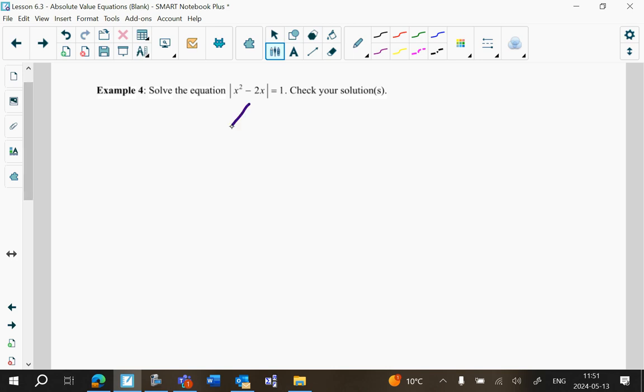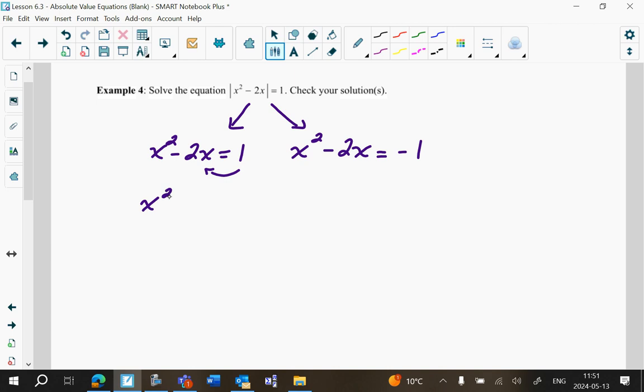Absolute values by itself, so let's take them out. Identical equation without the absolute value. But then the second one, you change the right-hand side to negative. How do I solve this? Bring the 1 over. And factor it.